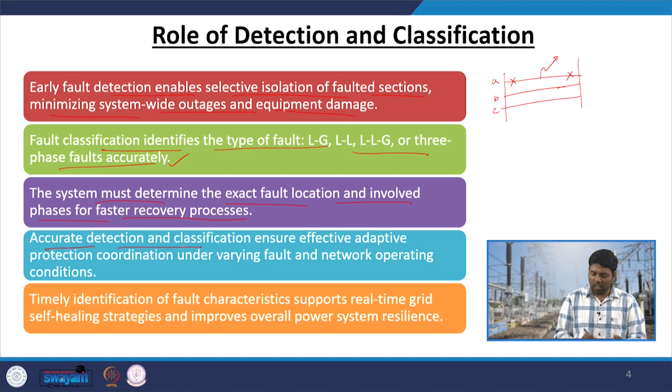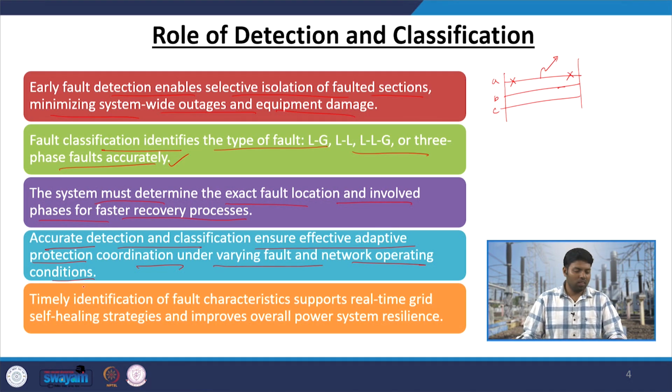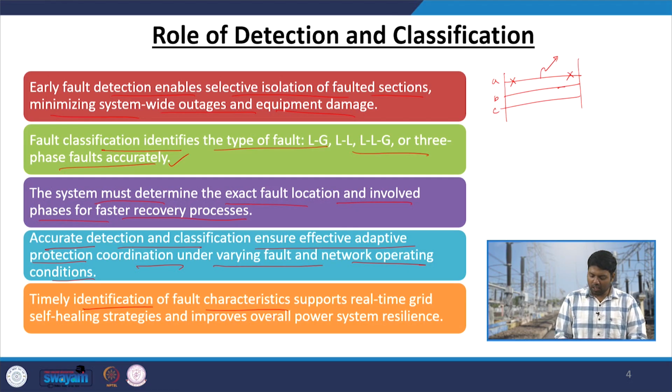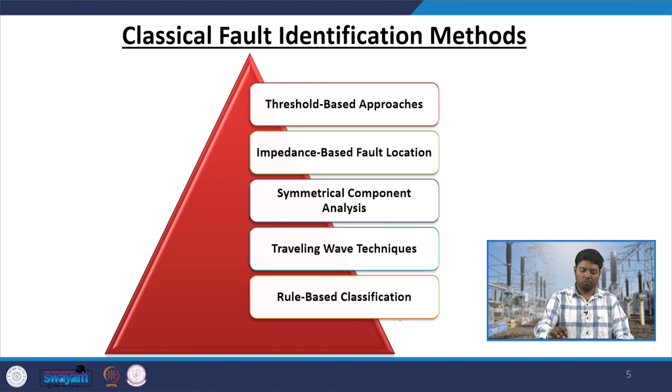Accurate detection and classification ensures effective adaptive protection coordination under varying fault and network operating conditions. So, by determining the classification and detecting the faulted condition, you can set up the coordination among the relays properly. Timely identification of fault characteristics supports real time grid self healing strategies and improves overall power system resilience.